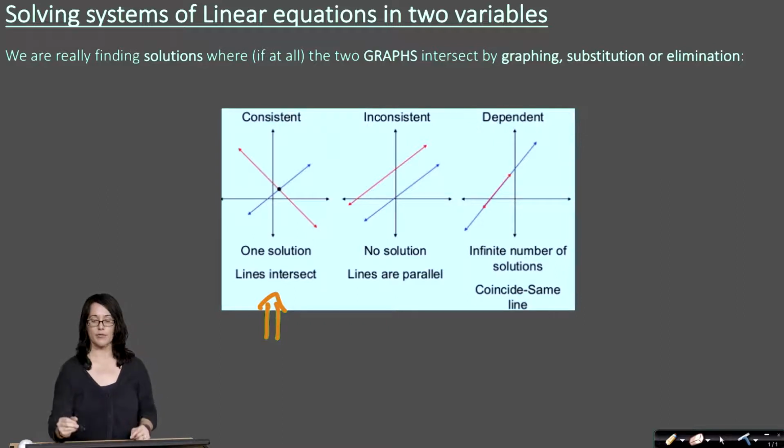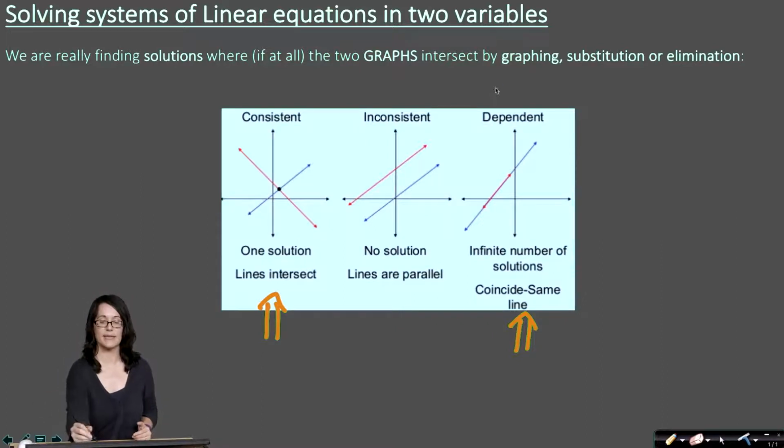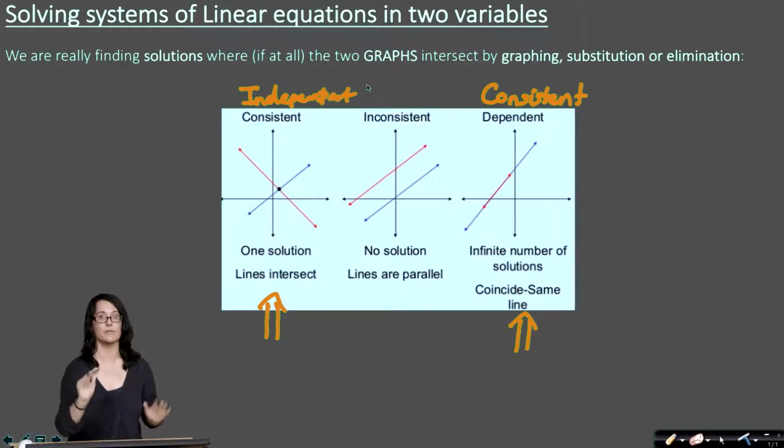On the other hand, if you look at the third picture in the frame, on the right side of the screen, technically the red and the blue line are intersecting everywhere. That's still going to be a consistent system, but it's a consistent dependent system. Whereas the first one was a consistent independent system. I think I spelled that wrong, but dependent. You can look that one up.